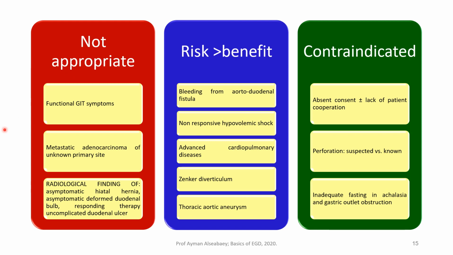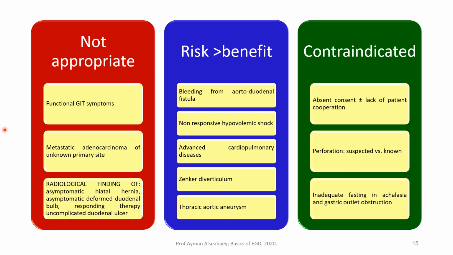Okay, endoscopy is not appropriate if you have functional GIT symptoms. The yield of the endoscope will be zero, so no need to do such a thing. Metastatic adenocarcinoma of unknown primary site. This is very important. If you find a radiological finding of asymptomatic hiatal hernia, asymptomatic deformed duodenal bulb, or a duodenal ulcer responding to therapy, uncomplicated, what is the benefit of endoscopy here? You will not change the plan of treatment.